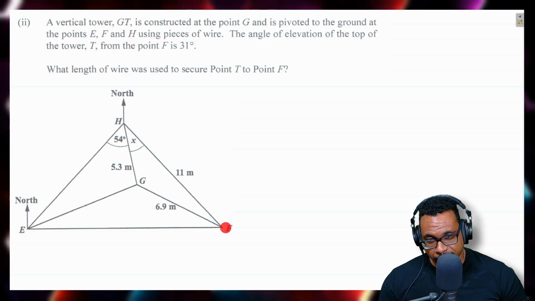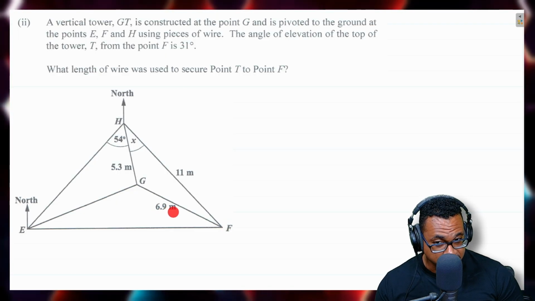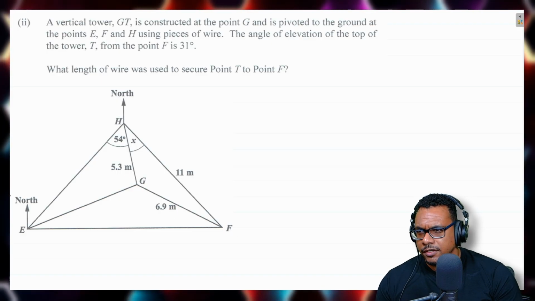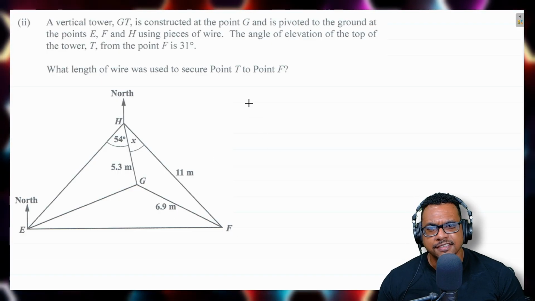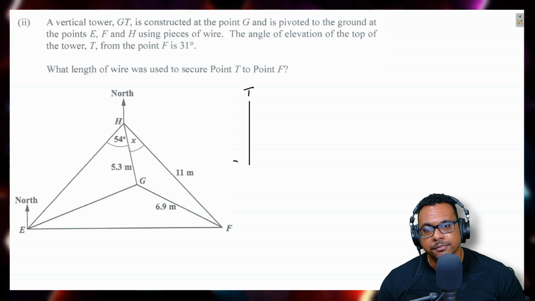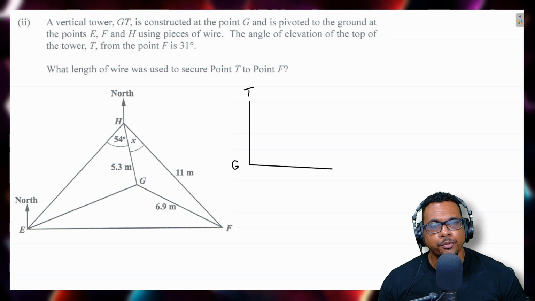So we deal with F. This 6.9 meters will be a horizontal distance from F to G. So let's draw that out. What we're going to have here is a vertical tower, where here's the top of the tower T, and the bottom of the tower is G. Then horizontally to the point F, this is F.